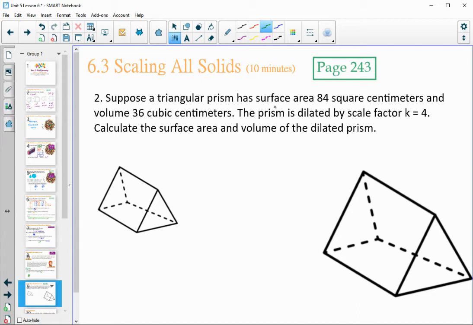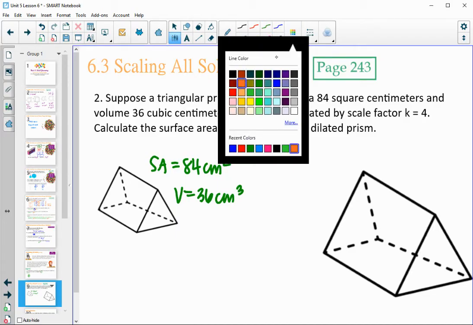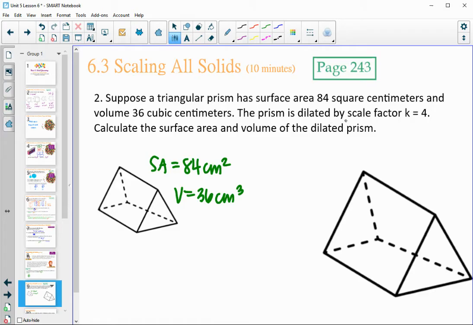So suppose a triangular prism has a surface area of 84 centimeters squared. So all of these surfaces total 84, and a volume of 36 centimeters cubed. The prism is then dilated by a scale factor of 4, so your k value is 4. Calculate the surface area and volume of the dilated prism.